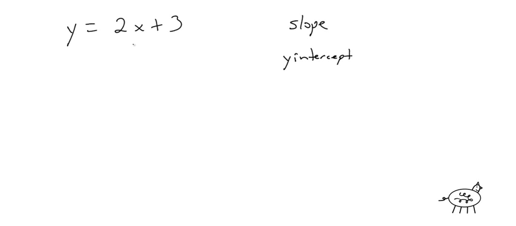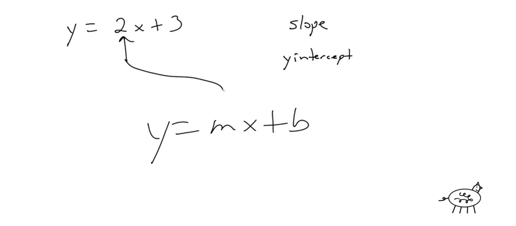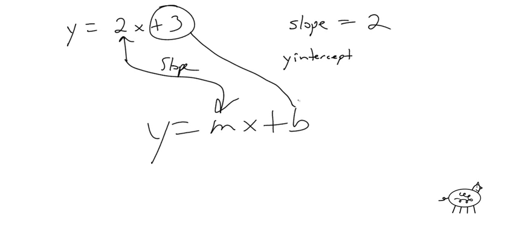Literally, the number before the x is your m. So I'm going to write this out again: y equals mx plus b. That 2 is your m, which is your slope. So you write that the slope is 2. It's that easy. Then they ask, what is the y-intercept? First of all, it's 3, and that's your b, your y-intercept.